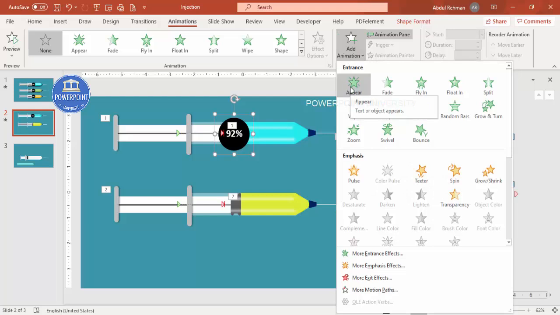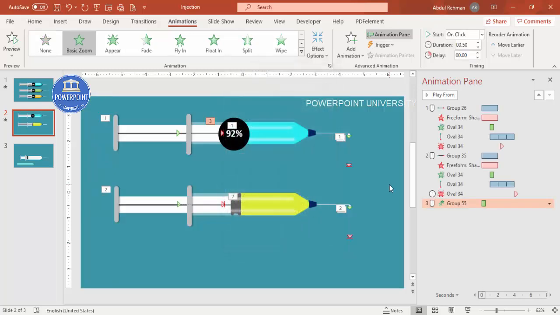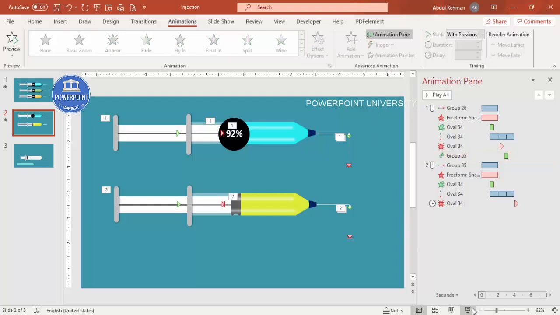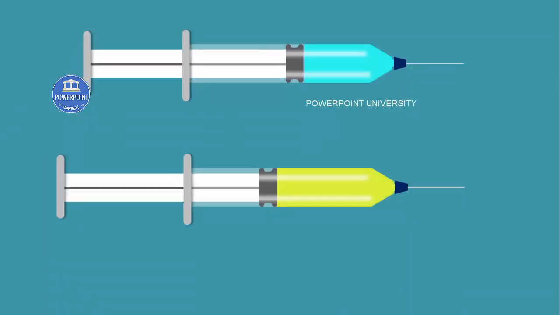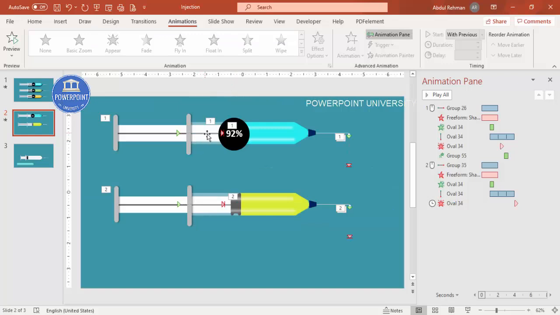Maybe you can just click on appear, or you can add maybe basic zoom also, and click OK. And this one, this is for this one, so you can just make it maybe with previous, and then you can just delay a little bit. All right, and then what you can do is if I just play, it goes and then it will give you the efficiency 92%. And you can just add the name of the vaccine like Pfizer, AstraZeneca, or any other information which you like to add it, you can add it here.